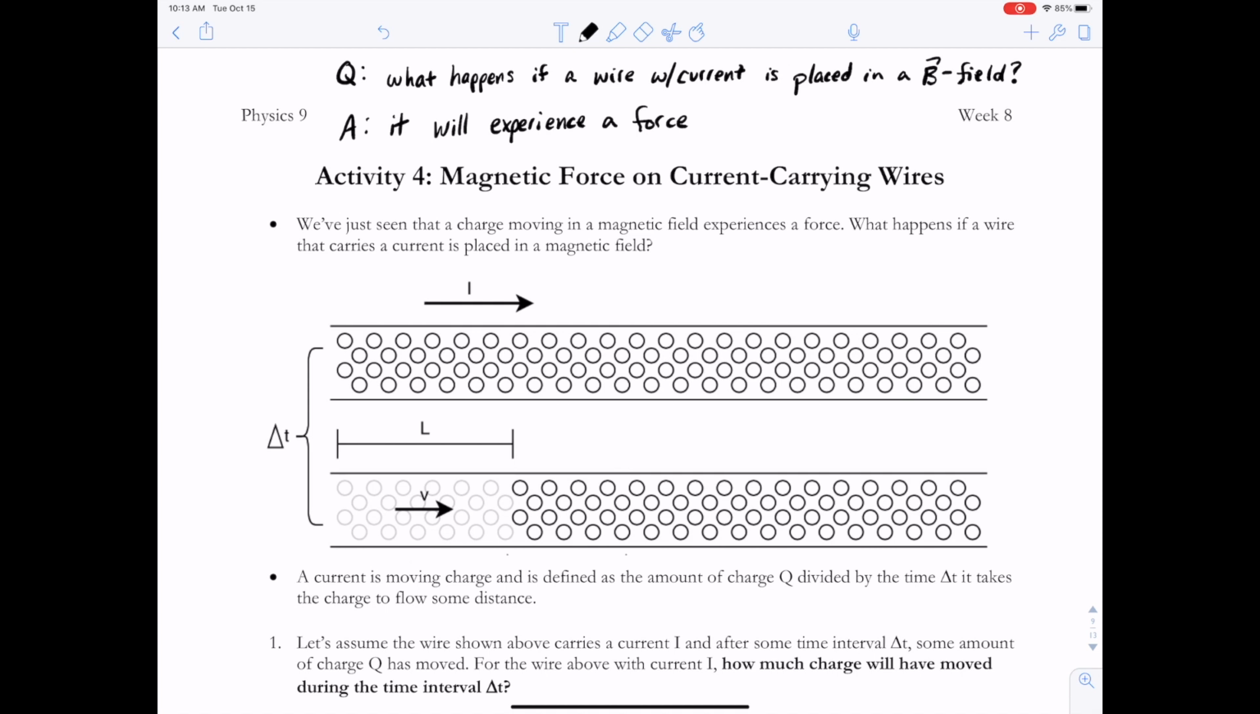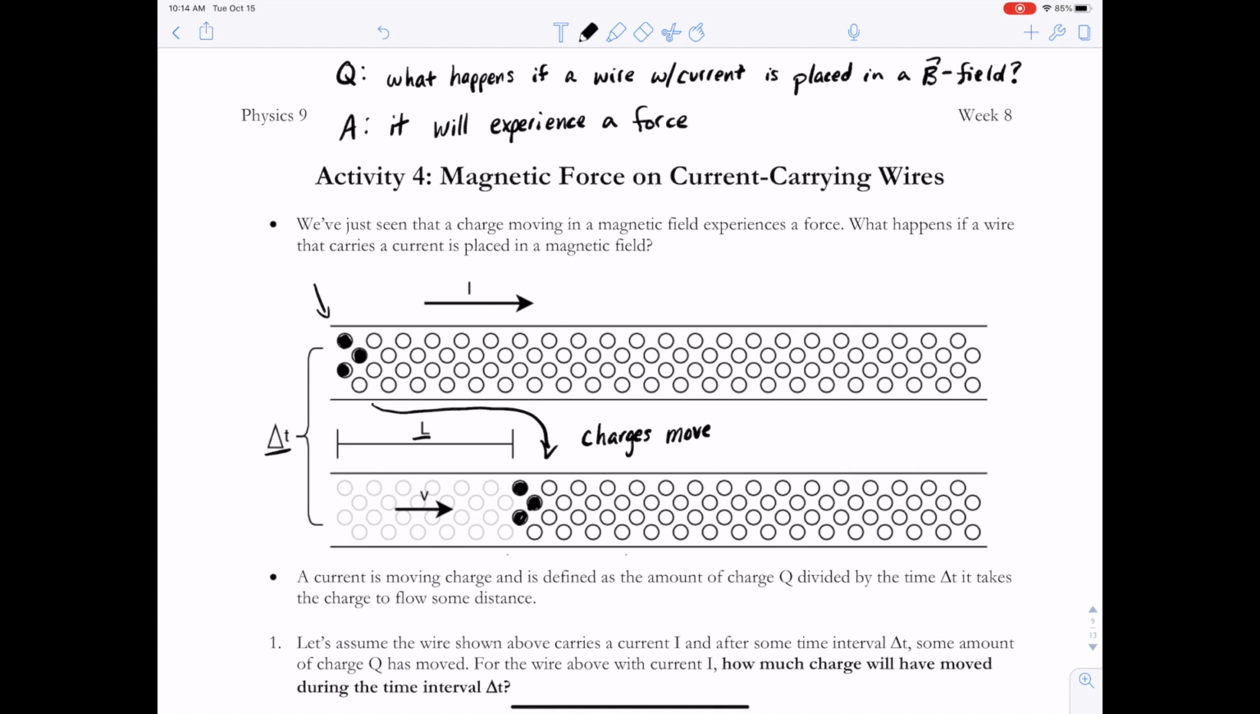Before getting to that, let's look at a wire as a current as some moving charges. So this picture shows a wire, and these circles represent the charges, and it has some current I flowing to the right. If we wait some time delta t, those charges will move. So for example, this charge will now be over here. This one would be here. This one would be over here, and so on. And so our charges move, and in the picture we're told they move some distance L.